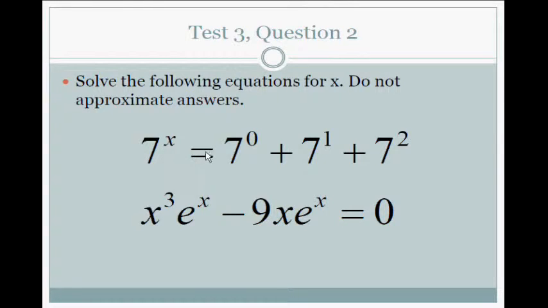So if we have 7 to the x is equal to 7 to the 0 power plus 7 to the first power plus 7 squared, we need to find the exact value of x that satisfies this equation. Our second equation is x cubed times e to the x minus 9x times e to the x, and we're seeing that that equation is equal to 0 on the right side.